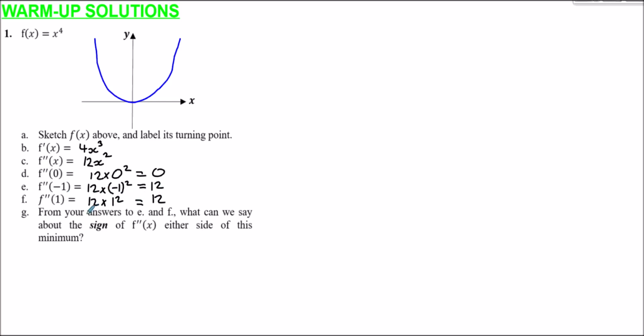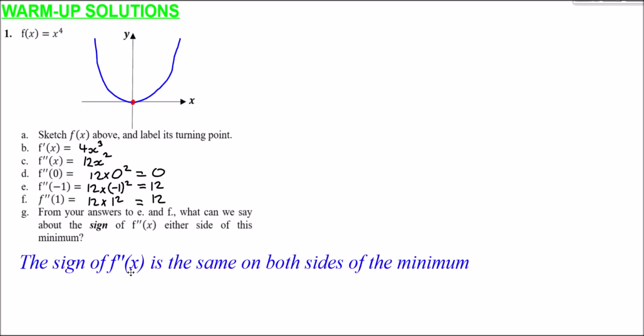So part G is asking us to have a look at the answers to E and F, where we take the second derivative either side of the turning point of the minimum. What can we say about the sign of f double dash of x either side of that turning point? Well, there's a minimum at (0, 0). At minus 1, the second derivative was positive 12, and at positive 1, the second derivative again was positive. So it's positive here and positive there, so it hasn't changed signs. Essentially, the sign of f double dash of x is the same on both sides of this minimum.